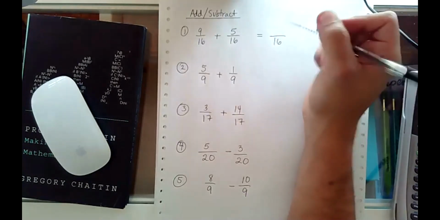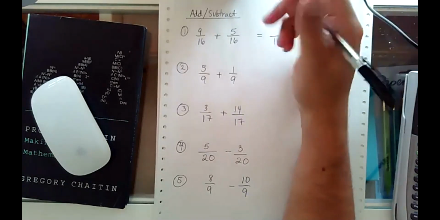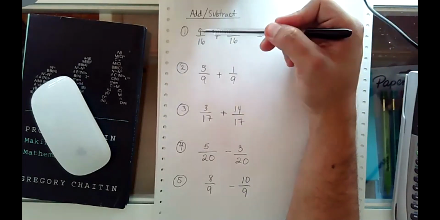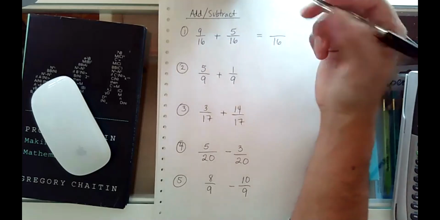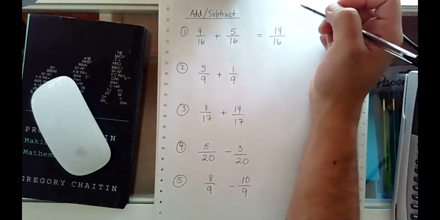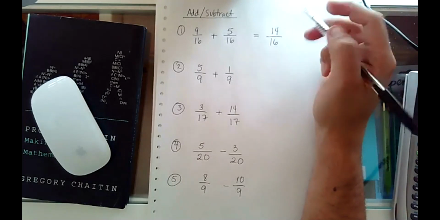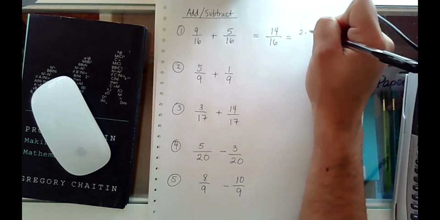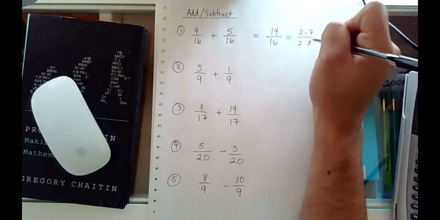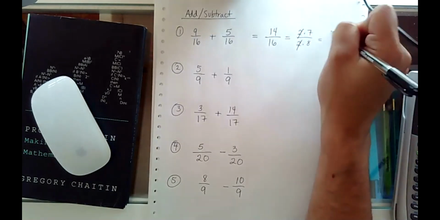9 plus 5 is going to be 14, right? I always think of this like you take one of them over here, that becomes a 10, and you have 4 left, so that's a 14. And then we can say, okay, this is equal to 2 times 7, and this is 2 times 8, so the 2's will cancel. So that's 7/8.